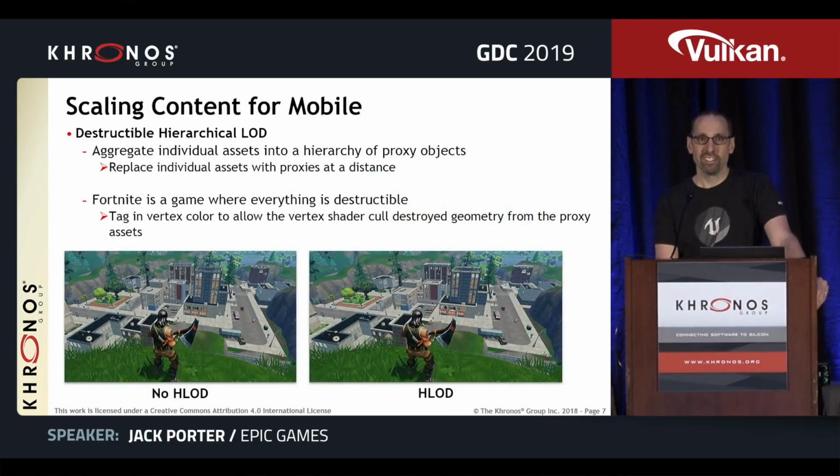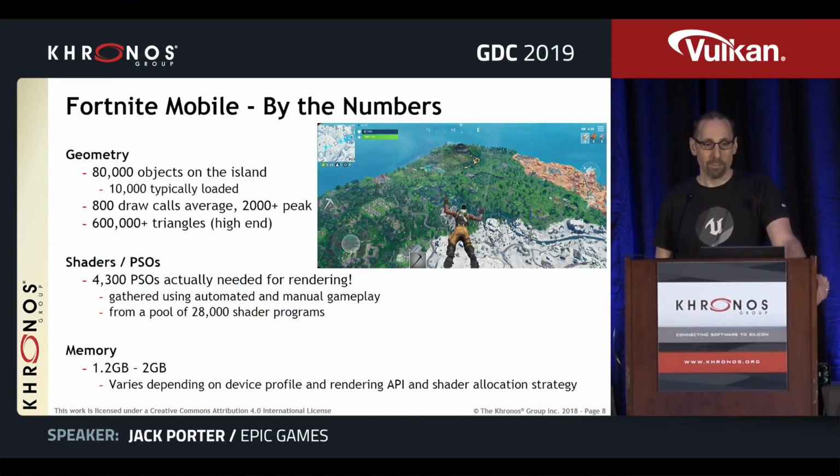The second major change we can make is in aggregating content with a hierarchical LOD system. Our biggest problem on mobile, which I'll get into in detail in a second, is draw calls, and because we have so many draw calls, aggregating content is one of the best ways to deal with that. But of course, Fortnite is a game where destruction plays a big part, and being able to destroy objects means your proxy representations have to be destructible as well. So we have a small system where we can tag the destructible pieces of the geometry and remove them from the proxy assets.